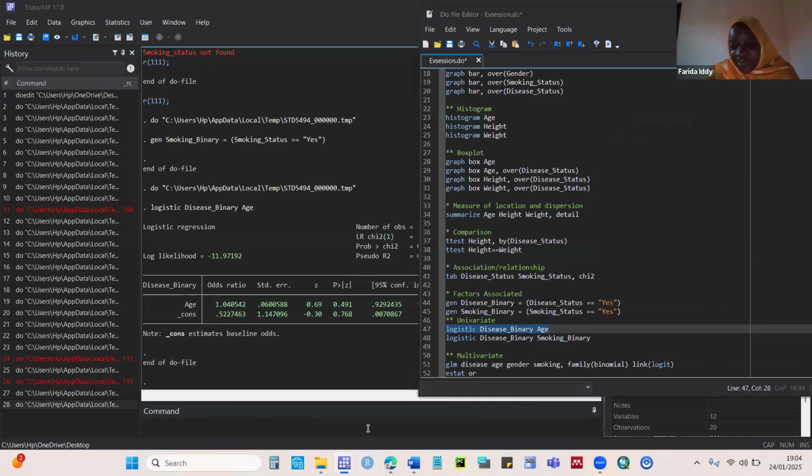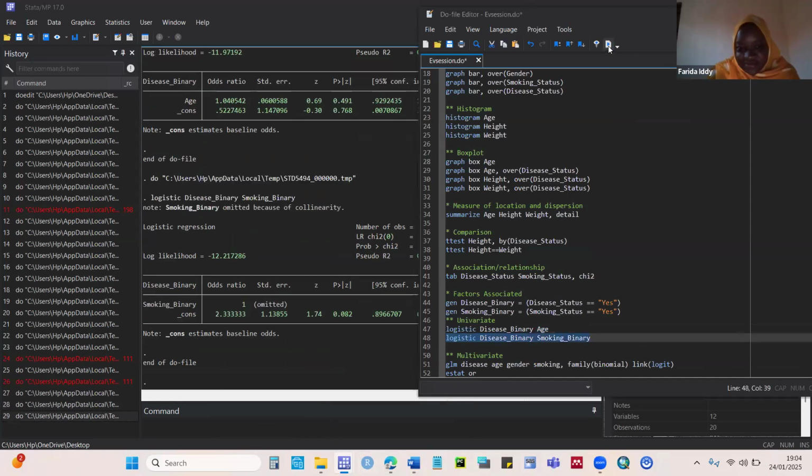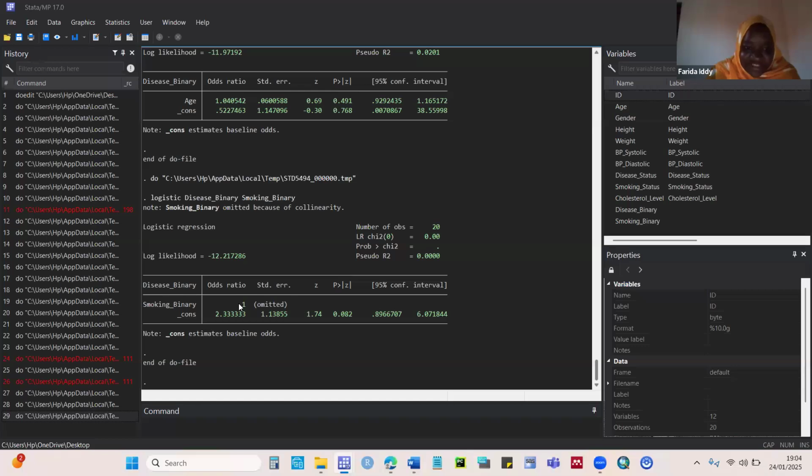So what if we have a categorical variable? Let's say this. Then we just see we have, oh, okay. So this one, we have 1 and it is omitted. Do you know why? Or should I explain? Can someone try, or should I explain?